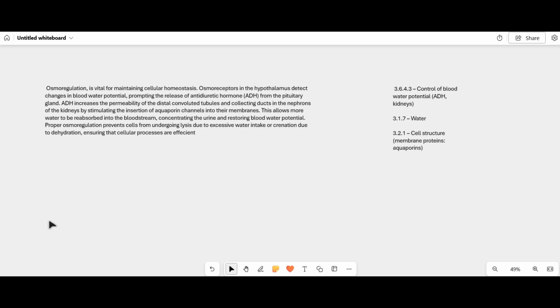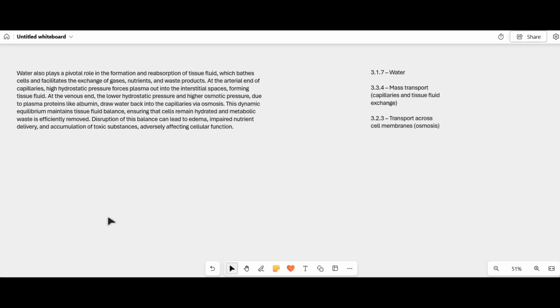Proper osmoregulation prevents cells from undergoing lysis due to excessive water intake or crenation due to dehydration, ensuring that cellular processes are efficient. That's all you need to say here, yeah. Just topic 6, standard, bro. Again, a little summary of it. It's not in detail, yeah. It's just summary, bro. Just talking about how the hypothalamus is detecting the change, and then talk about the ADH increasing the permeability of the distal convoluted tubes and the collecting ducts, and all of that, and then just talk about how that leads to whatnot, yeah. Alright, cool.